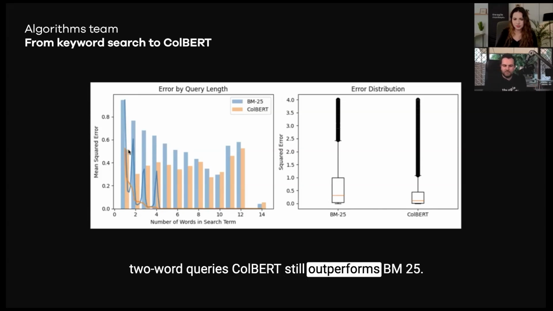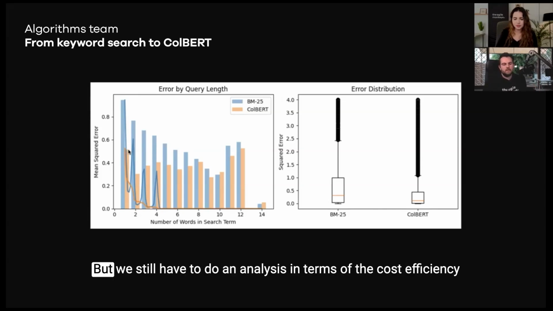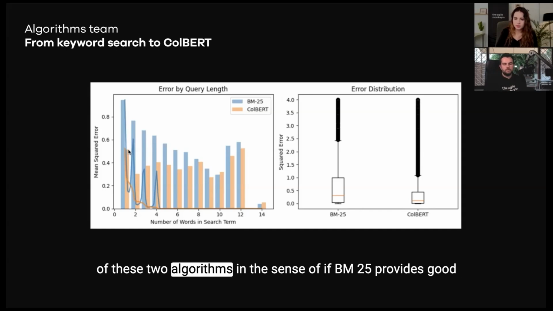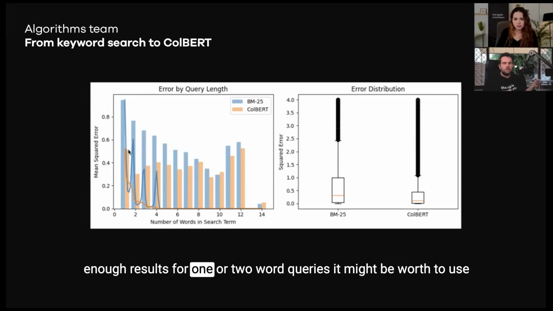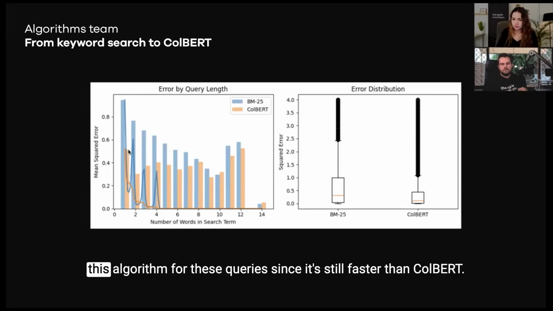ColBERT still outperforms BM25, but we still have to do an analysis in terms of the cost efficiency of these two algorithms, in the sense that if BM25 provides good enough results for one or two word queries, it might be worth using this algorithm for these queries since it's still faster than ColBERT.